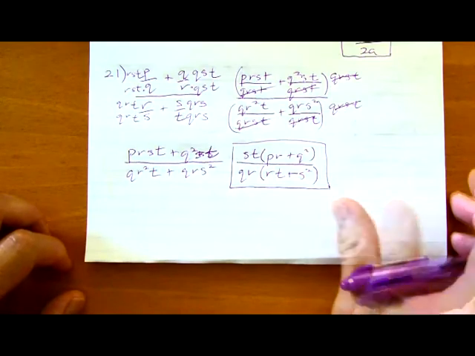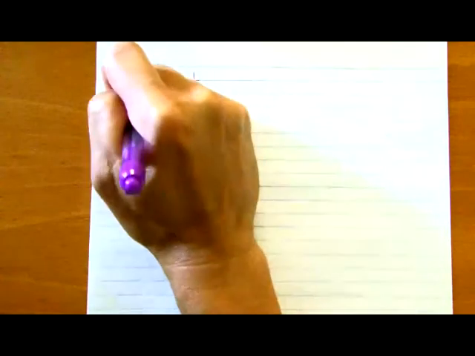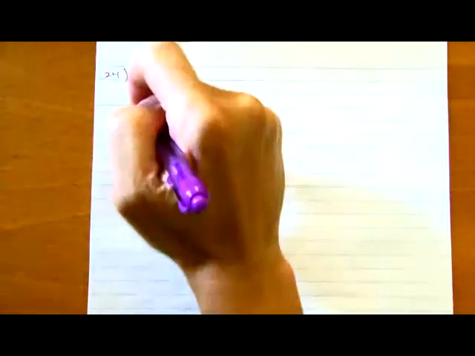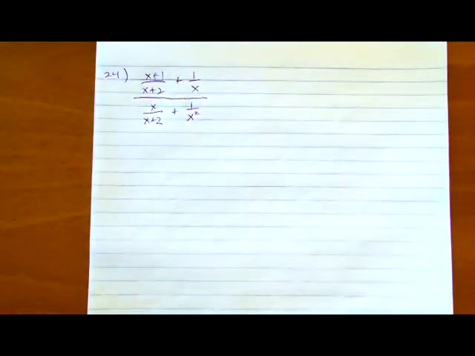Number 24. Says x plus 1 over x plus 2 plus 1 over x, over x plus 2 plus 1 over x squared. Okay. Oh, geez. Okay, let's get the denominators to match on the top, and then we'll do it again on the bottom, and then we can compare the two denominators thereafter.